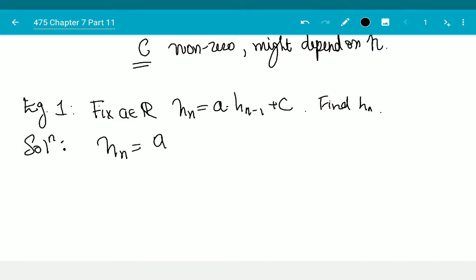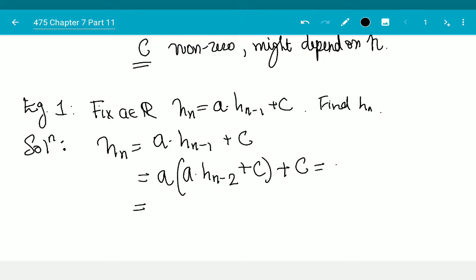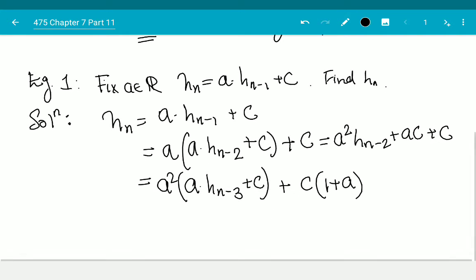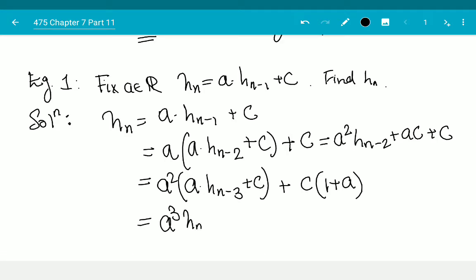h_n is equal to a times h_{n-1} plus c, which is equal to a times (a h_{n-2} plus c) plus c, which is a squared h_{n-2} plus ac plus c, which is a squared times (a h_{n-3} plus c) plus c plus ac, which is a cubed h_{n-3} plus c times (1 plus a plus a squared).